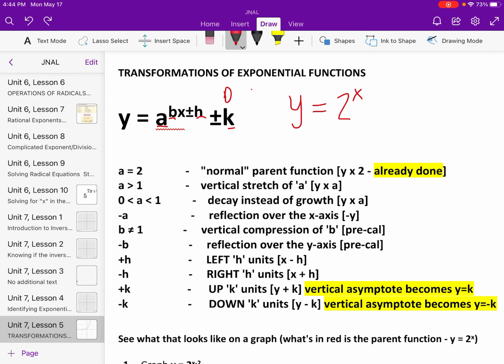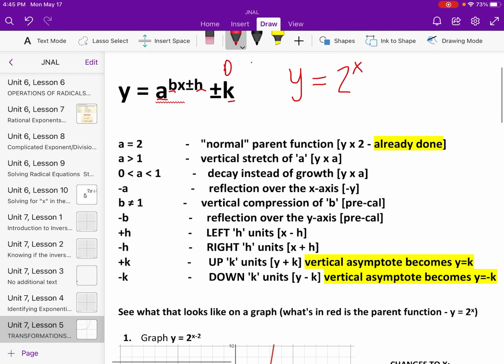Vertical... wait, vertical asymptote. Oh wait, I'm getting confused here. What I'm trying to say is whatever k is, that is what the asymptote becomes. So y equals k. If k was 3, then the asymptote would be y equals 3. So it would be right here. So that's what it is, okay?